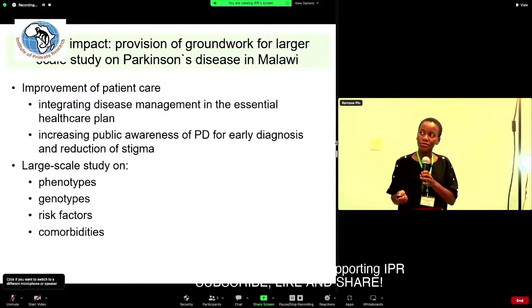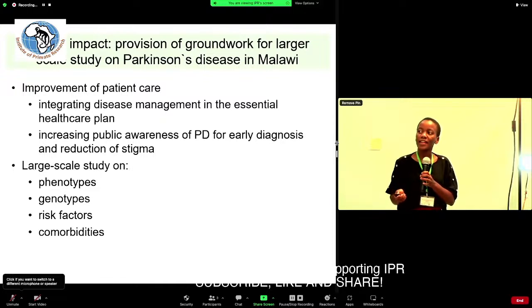It's also a similar case in Malawi where neurodegenerative diseases are accepted as the norm, as part of normal aging. So if the public are aware that it is a disorder, then some of the patients may have a chance of early diagnosis and live better lives.